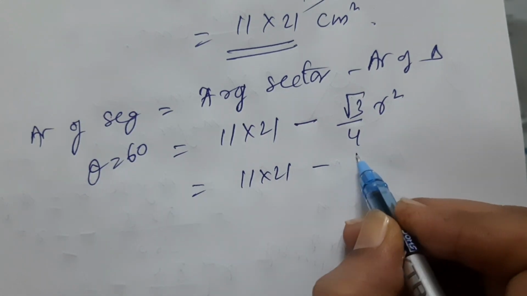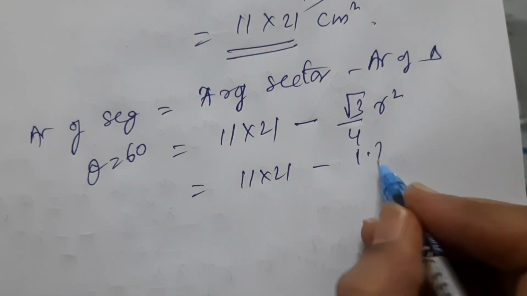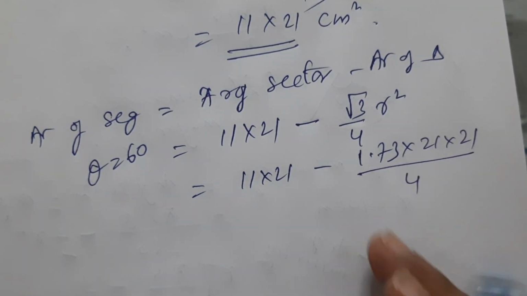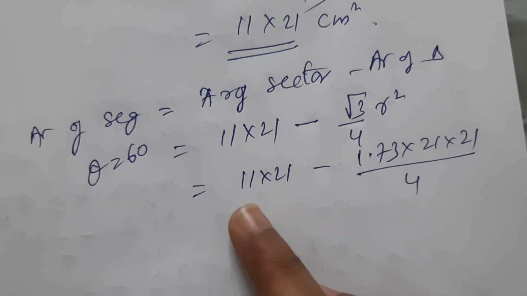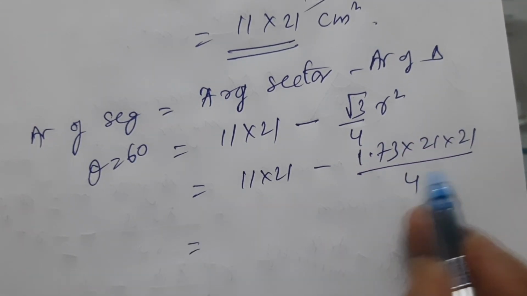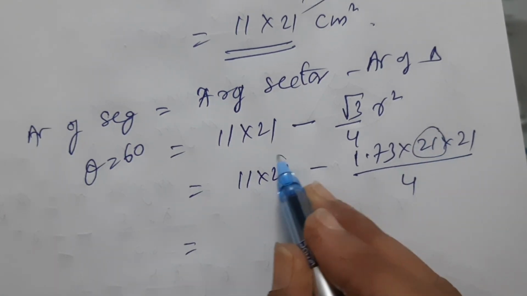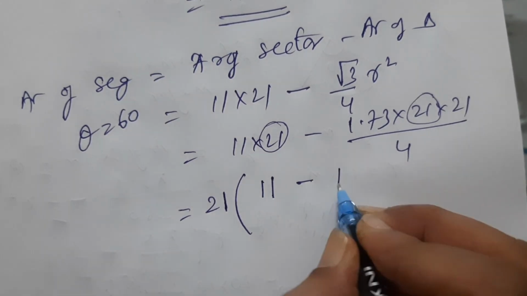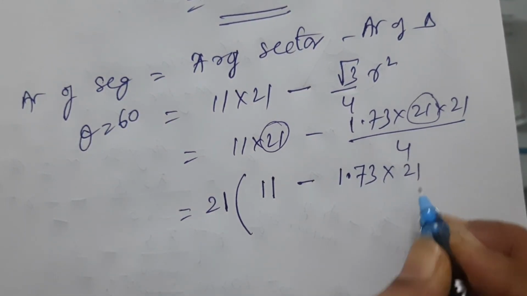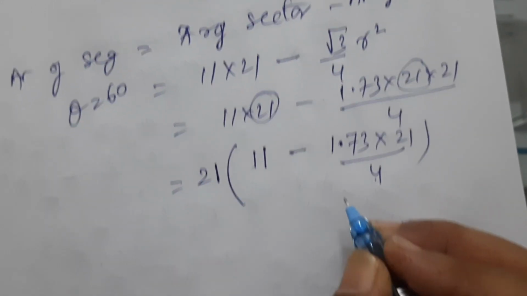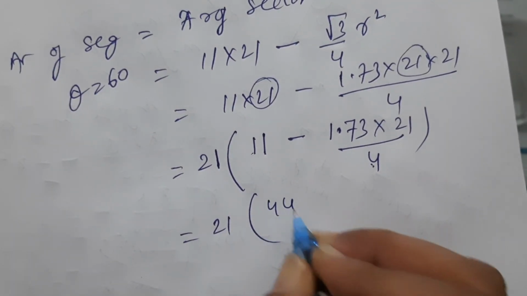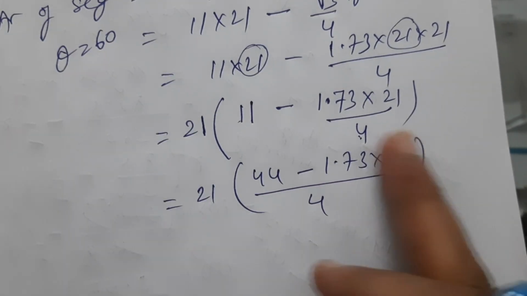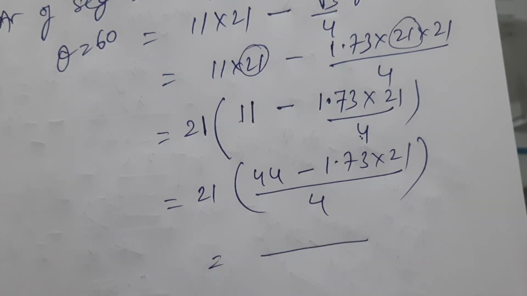Root 3 is, find out the root 3 value. So it's 1.73 multiplied by radius 21, whole divided by 4. Now complete your calculation and then subtract from 11 multiplied by 21, or to have the simplification we can take 21 common. So in this way also you can solve. If we take 21 common, we have 11 minus 1.73 multiplied by 21 upon 4. Now get the LCM. 11 fours are 44 minus 1.73 multiplied by 21, whole divided by 4. Now complete the calculation. You will get the answer for minor segment.